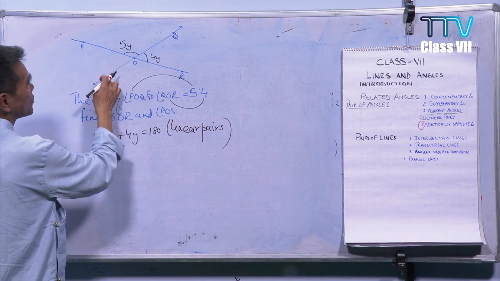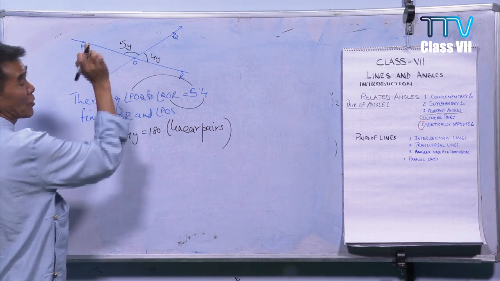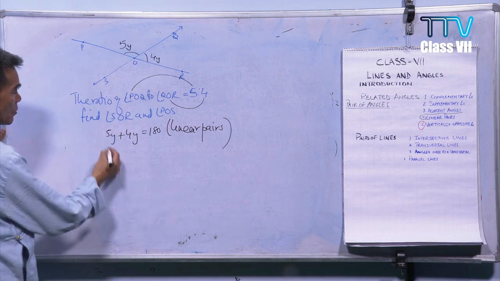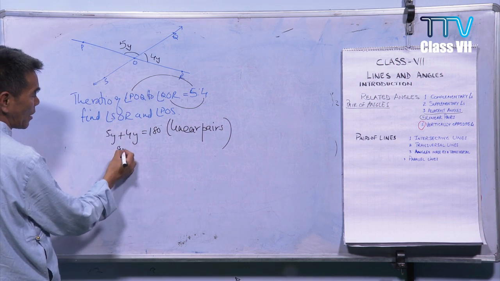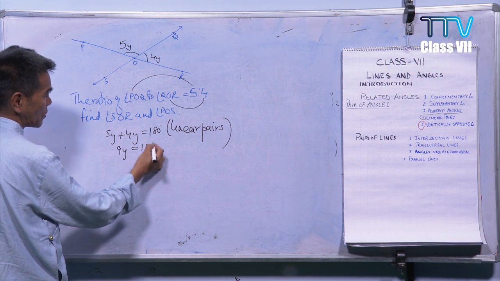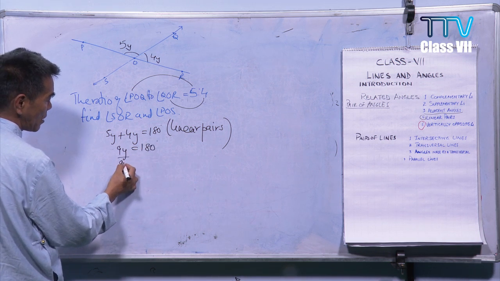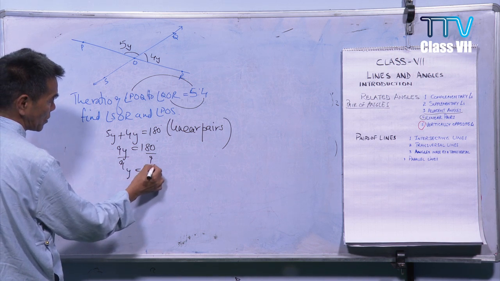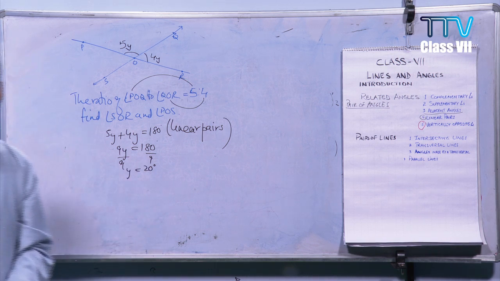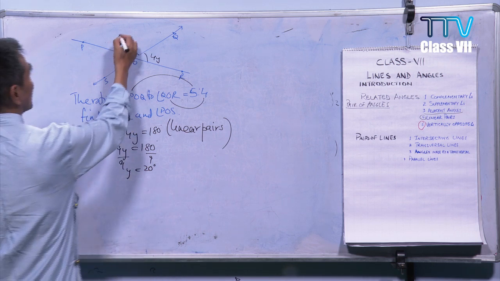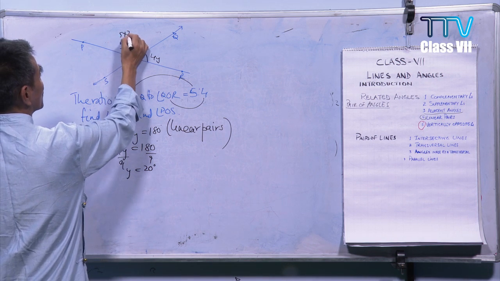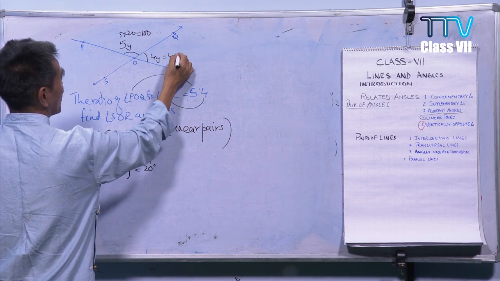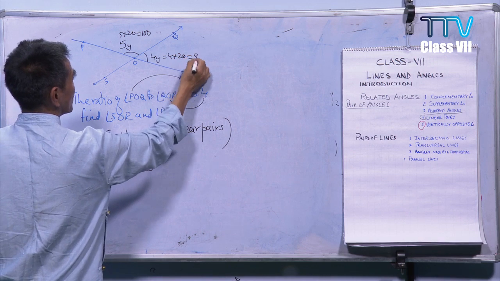And angle SOR is 5y and angle POS is 4y. So 5y plus 4y equals 9y, which is equal to 180. Dividing by 9 on both sides, y is equal to 20 degrees. Since y is 20, 5 multiplied by 20 is equal to 100, and 4 multiplied by 20 is equal to 80 degrees.